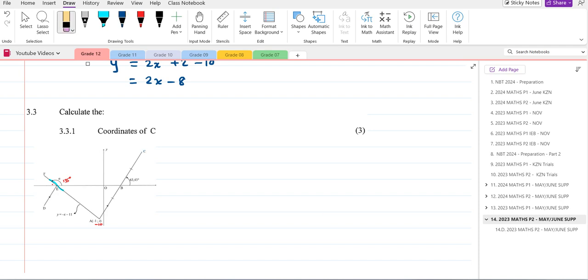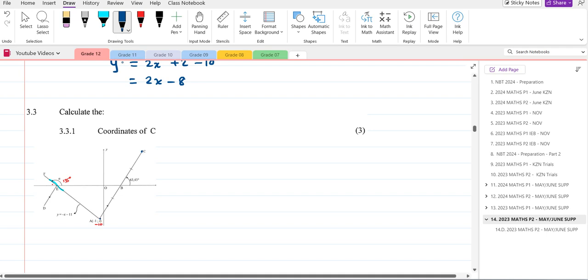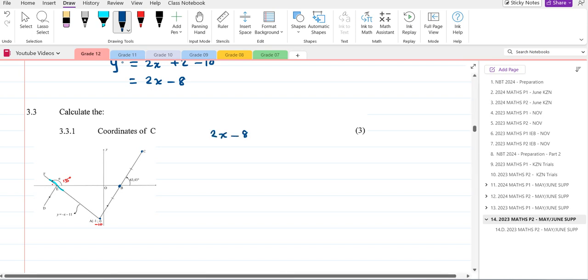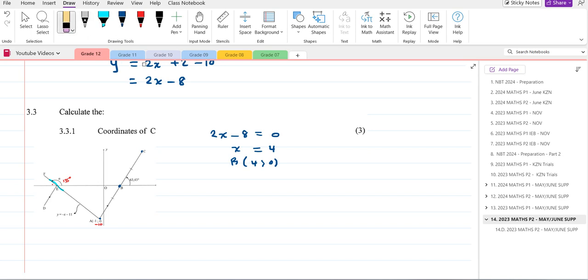Right, so in order to find the coordinates of C, we got A, we just need to find B, because B was a midpoint. So we're going to say 2x minus 8 is equal to 0. So x is equal to 4. So the coordinates of B is 4, 0. That's the coordinates of B, which is 4, 0.